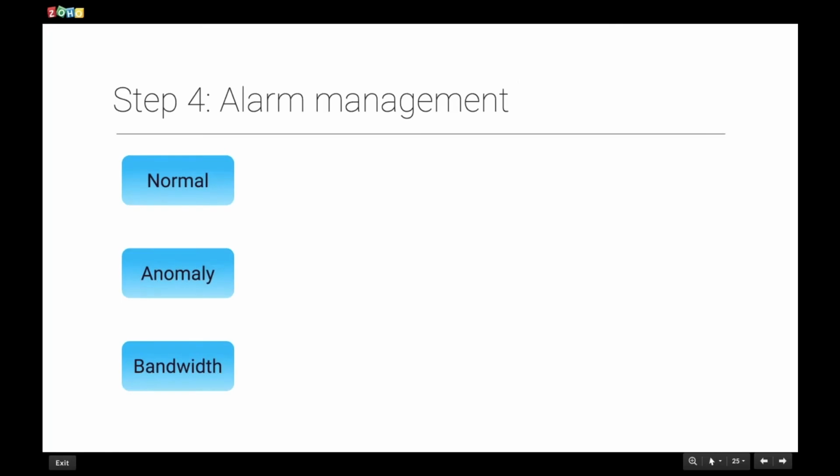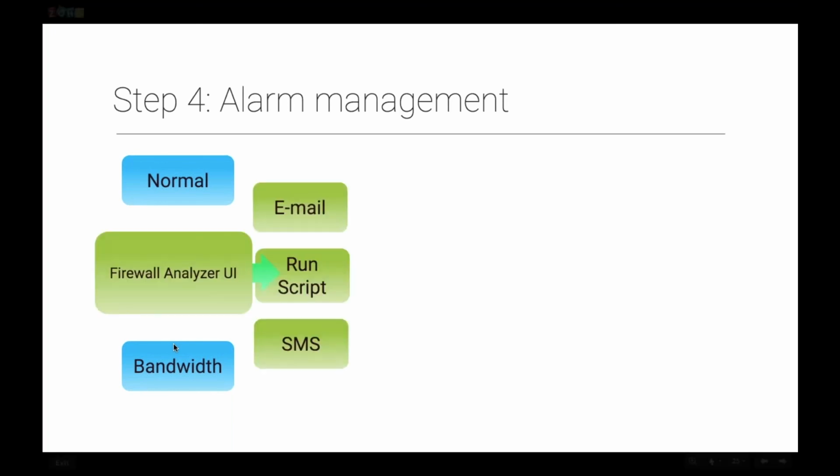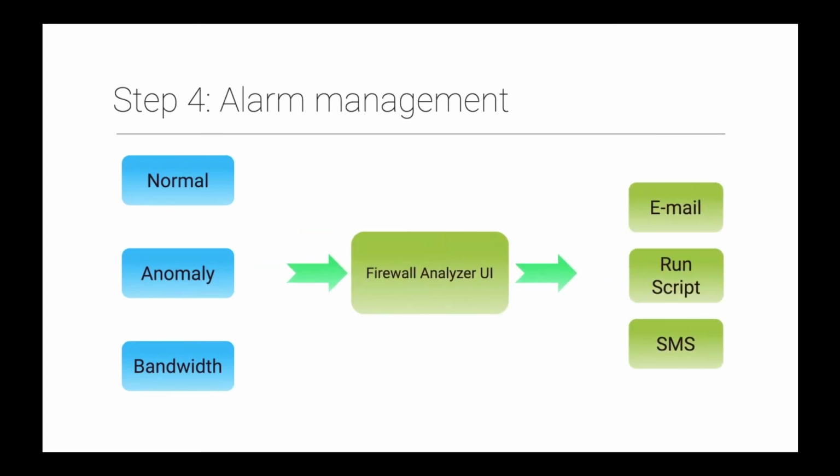So now, as I mentioned before, we'll be covering the alarm management part of Firewall Analyzer. So we have come to the final section of this webinar. Setting alarm notifications is a very useful way to identify security events in real time. Firewall Analyzer has three types of alert profiles. First is the normal alert, anomaly alert, and the bandwidth alert. All alarms can be seen in the alarm sections in the product UI. These alarms can be notified directly into your email, directly into your phone as an SMS, or run a script.